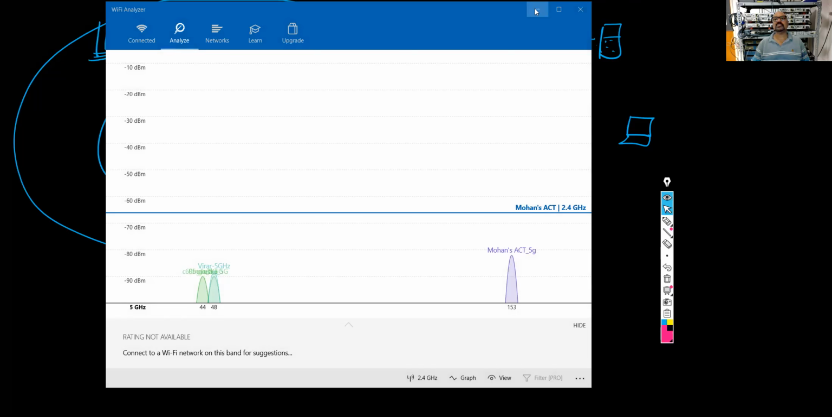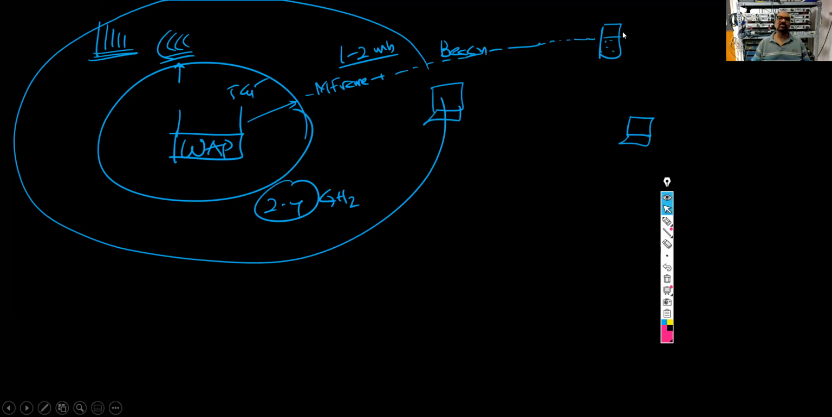So you can see this. This is how you can see it because it sends a management signal. RSSI, received signal strength indicator. RSSI and dBm. You need to remember that.